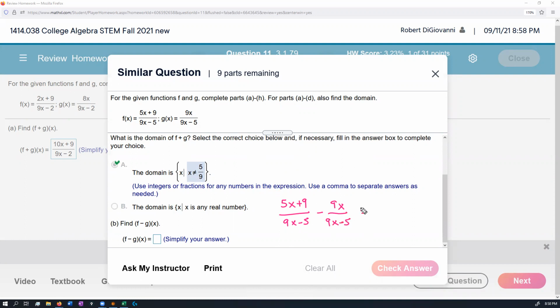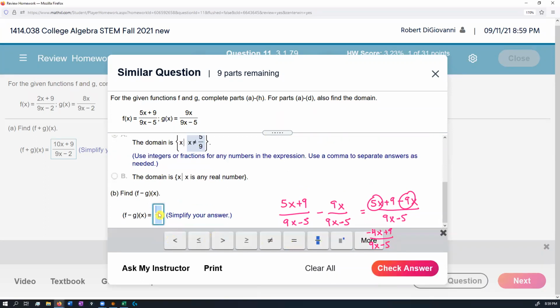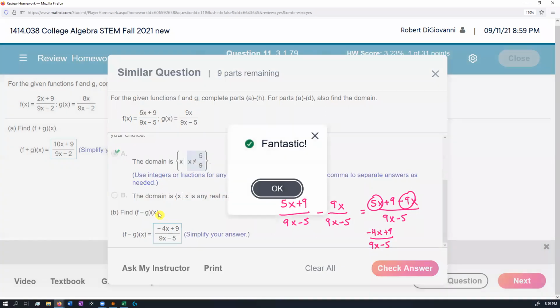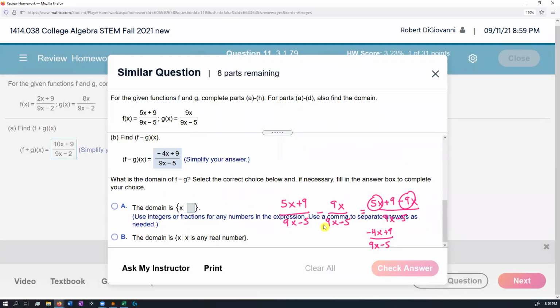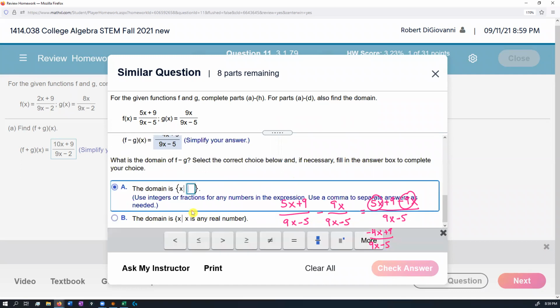So they have the same denominator, so I just subtract the numerators, 5x plus 9 minus 9x, all over the common denominator. 5x take away 9x is negative 4x plus 9, all over 9x minus 5. So that should be this. Negative 4x plus 9 over 9x minus 5. Okay, now the domain, same thing. We cannot have the denominator being 0. So we did that in the previous problem. x cannot be 5 ninths.